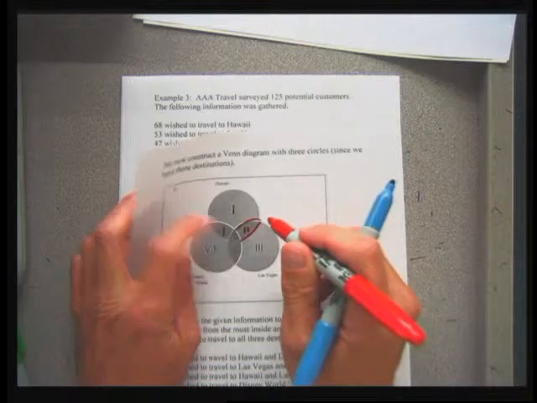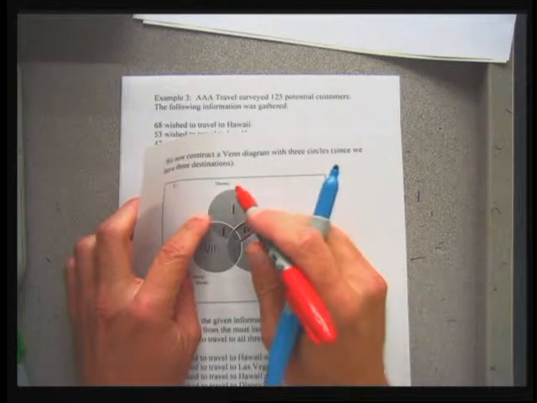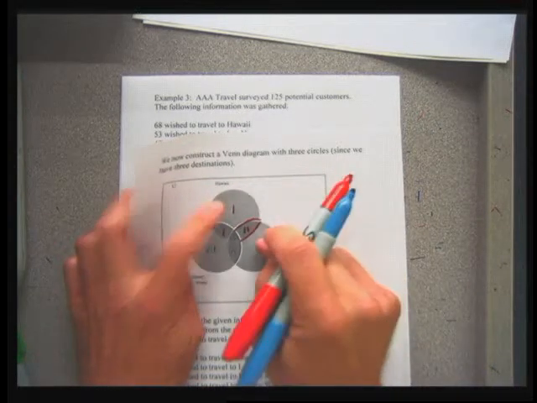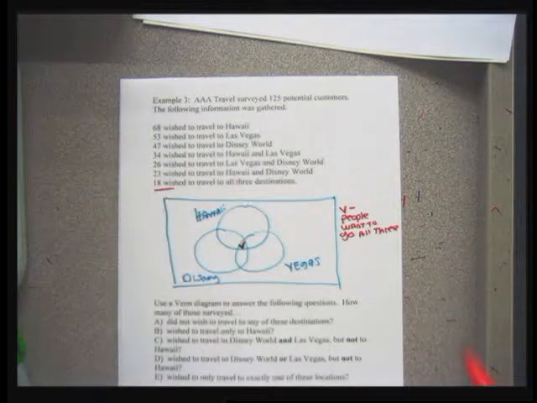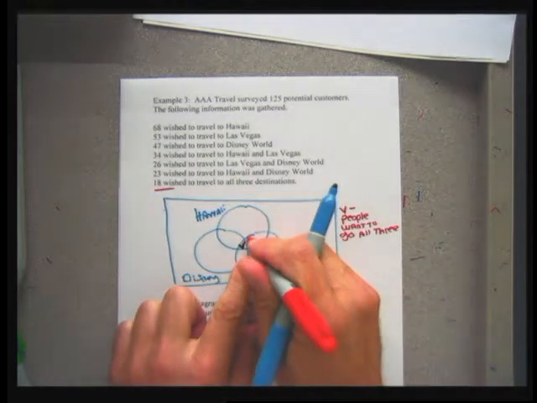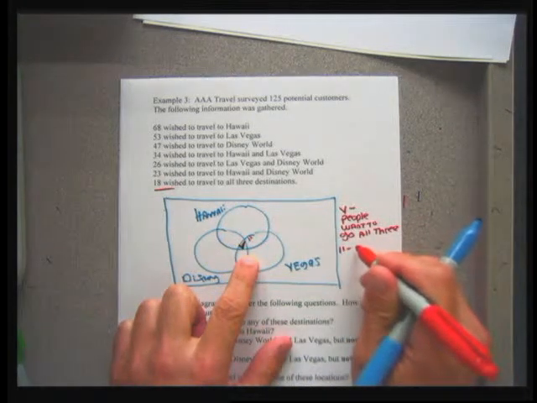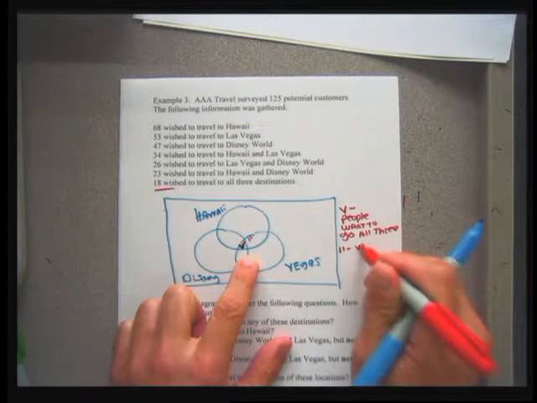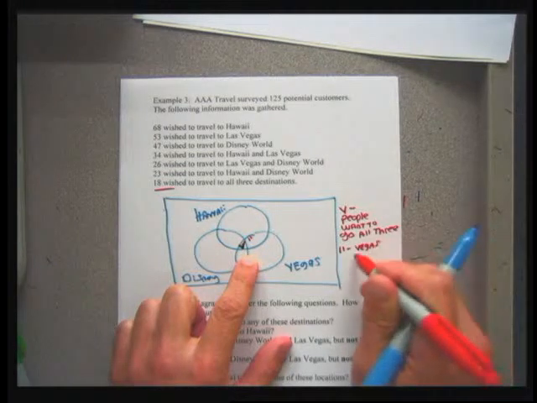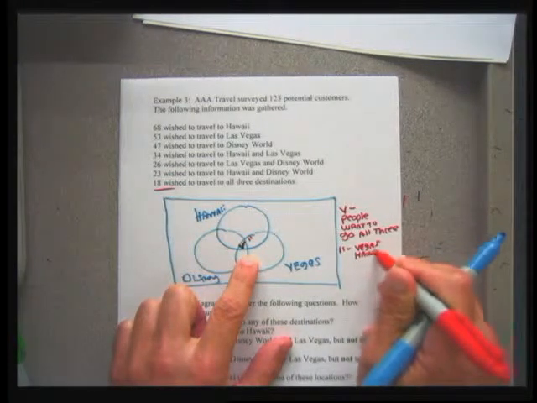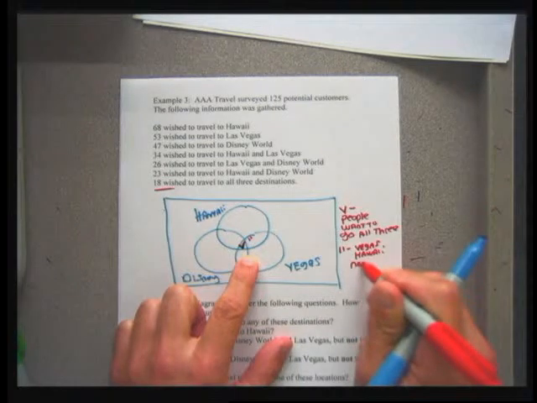Region 2 represents people that want to go to Hawaii, they want to go to Las Vegas, but they don't want to go to Disney World. And that's what I'm going to focus on next. This region right here is region 2. And region 2 is I want to go to Vegas, I want to go to Hawaii, but I don't want to go to Disney.